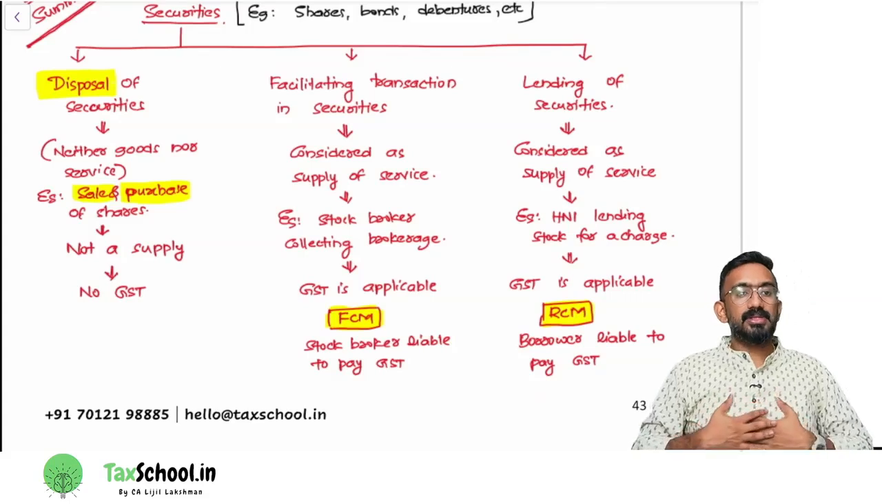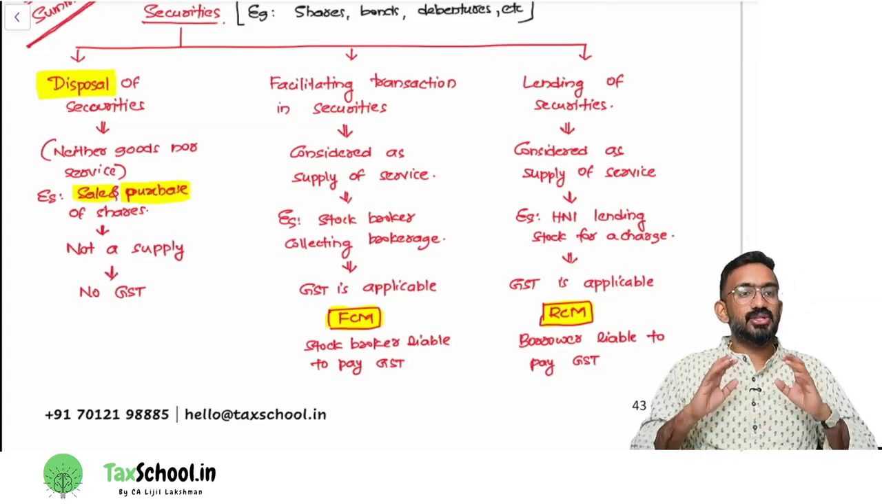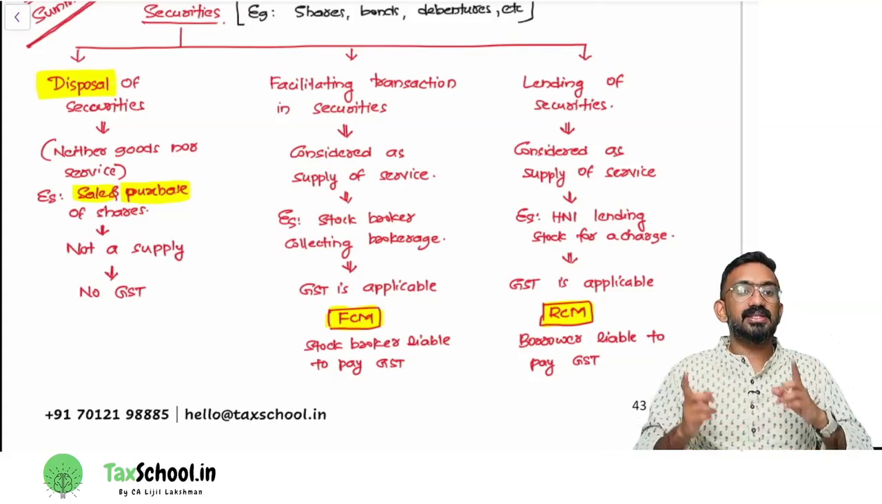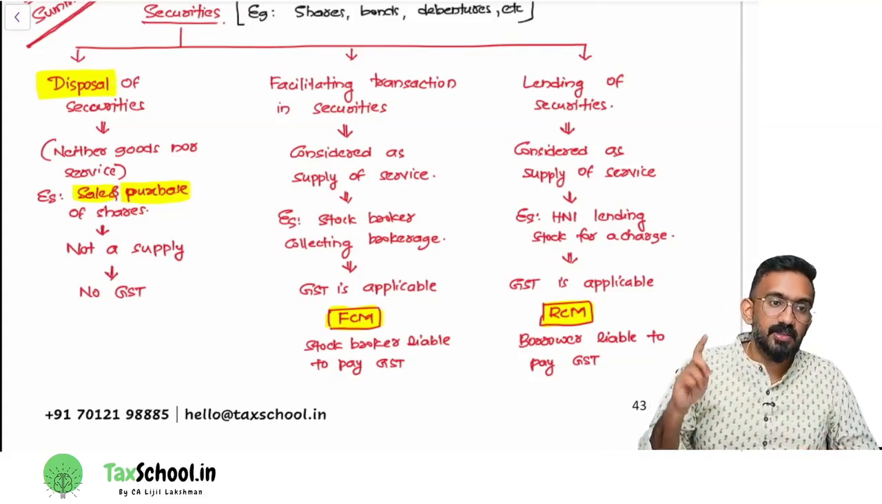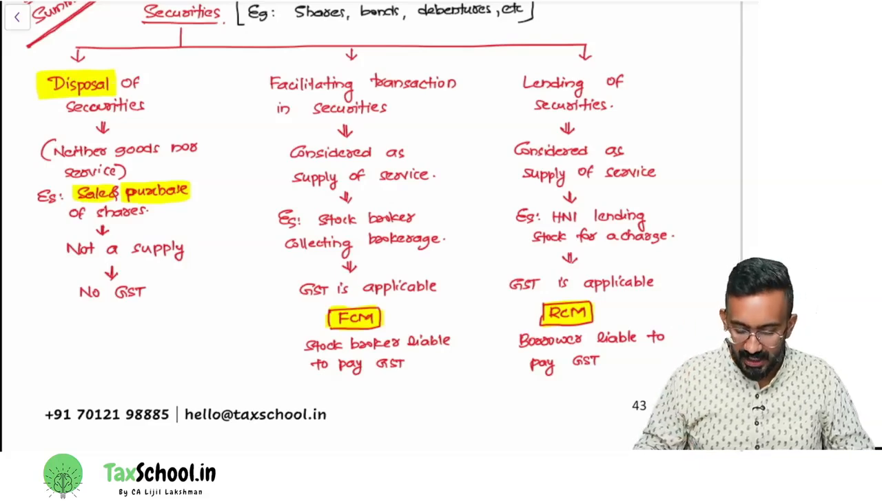So I'm having 10,000 Reliance shares. I lend the shares to ICICI Bank. Now ICICI Bank will pay me 1 lakh rupees as lending fees. But GST is paid by ICICI Bank under reverse charge mechanism.